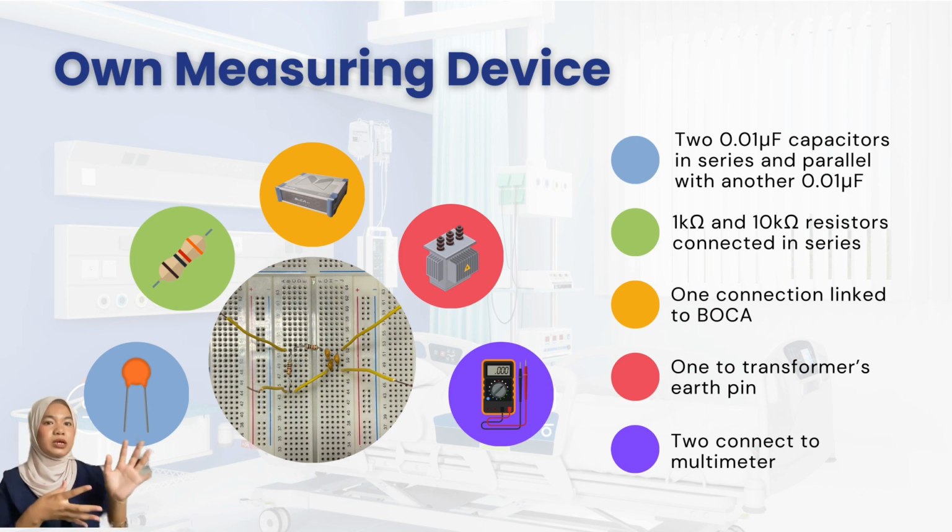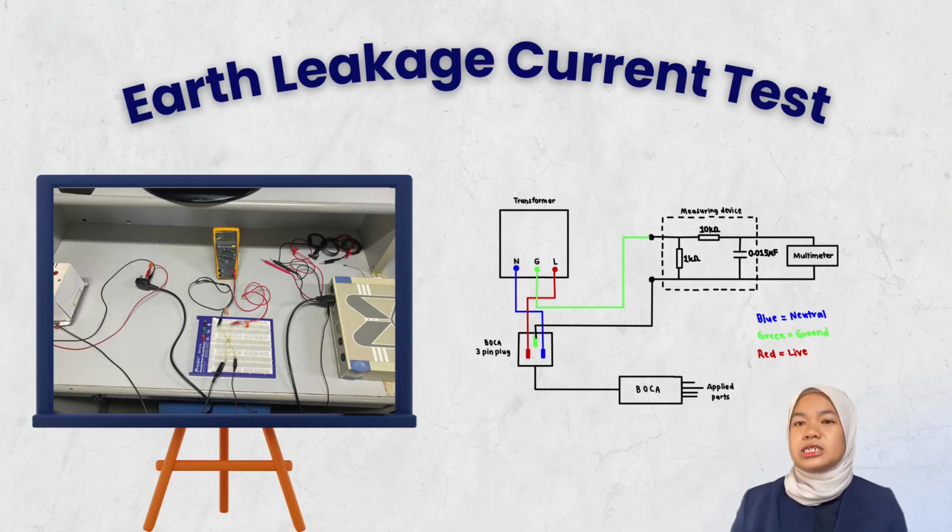The test circuit comprised two 0.01 microfarad capacitors arranged in series and in parallel with another 0.01 microfarad capacitor, as well as a 1 kilo ohm resistor and a 10 kilo ohm resistor connected in series. One connection is linked to the Boca, another to the transformer's earth pin, and the remaining two connections to the multimeter. First, earth leakage current test.